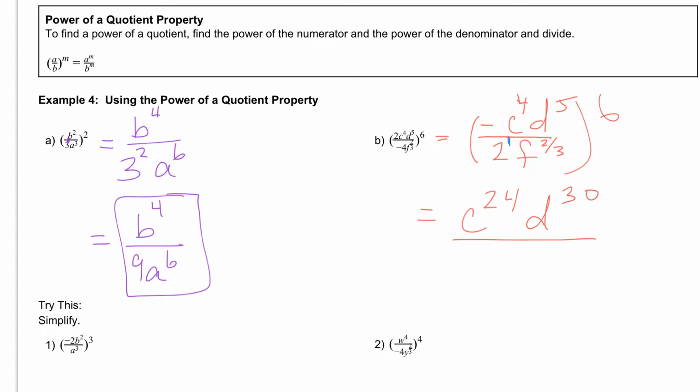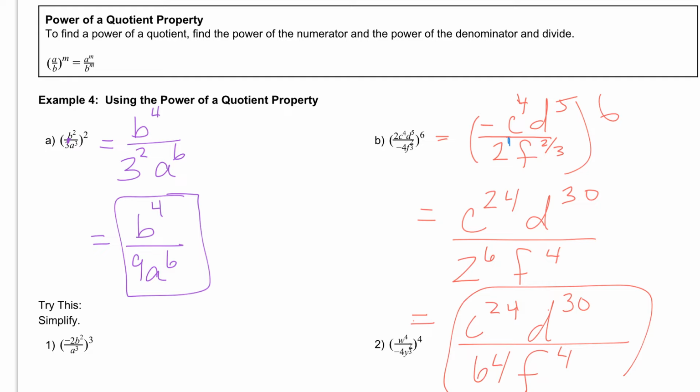On the bottom here we have 2 to the sixth. And then f to the 2/3 raised to the sixth, we're multiplying 6 by 2/3, which gives us 4. So we get f to the fourth. Our last step here is to evaluate 2 to the sixth, which is 64. So the answer we get is c to the 24th times d to the 30th over 64 f to the fourth.